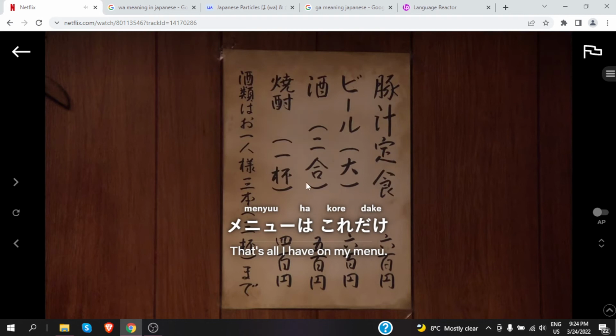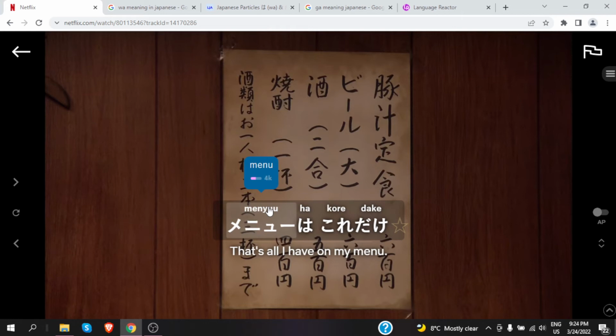Okay. I suppose it's just pointing to the fact that this is the main subject. Menu. But there is a difference between ga and wa. But we'll see it. The more we go, the more this pattern will pop up. So I don't have to get it perfect now.